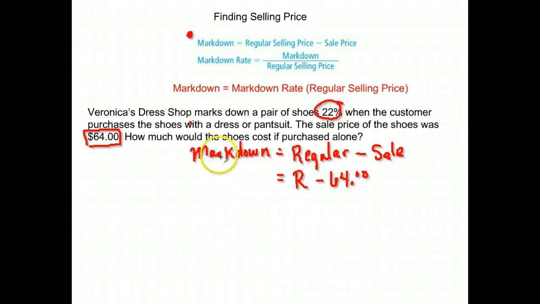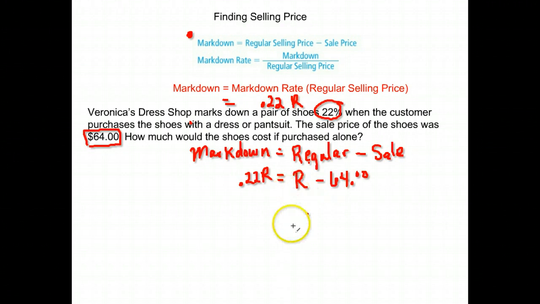Do we know how much the markdown was? No, we do not. But we do know that we can find the markdown by taking our rate of 0.22 times the regular sale price, which we are right now calling R. So over here, I'm going to put 0.22 R. R is my regular price. So our markdown, which we normally find by taking our rate times the regular price, or 0.22 times R, is equal to the regular price, R is what we're calling that, minus the sale price of $64.